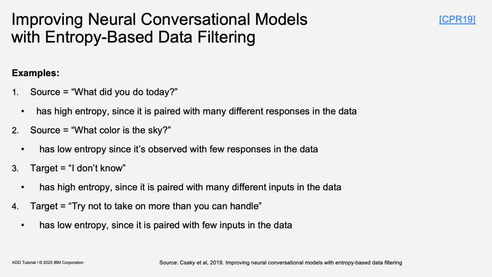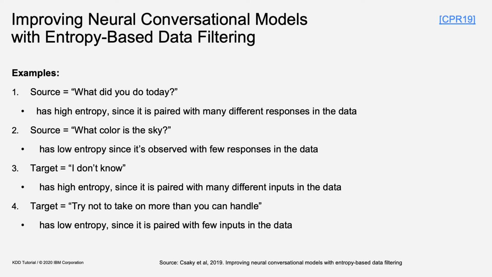For example, a source utterance such as "What did you do today?" has a high target entropy since it is paired with many different valid responses in the data. On the contrary, a source utterance such as "What color is the sky?" has a low target entropy since it is observed with few valid responses in the data.